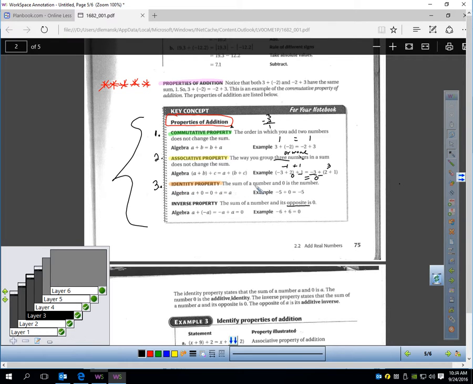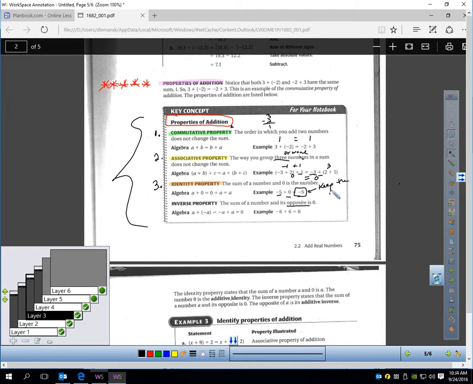The sum of a number and 0 is the number. In other words, if I take a number like negative 5 and I add 0, I get negative 5 as the answer. I keep the identity of the number I started with.